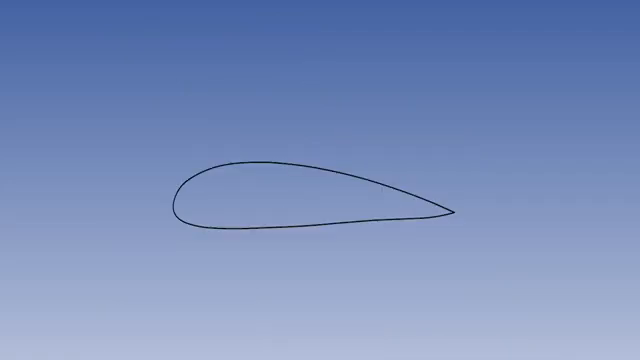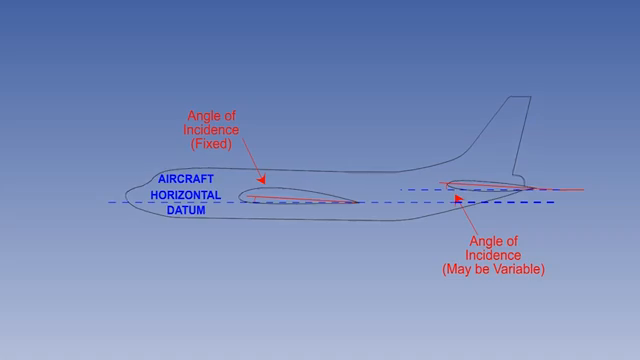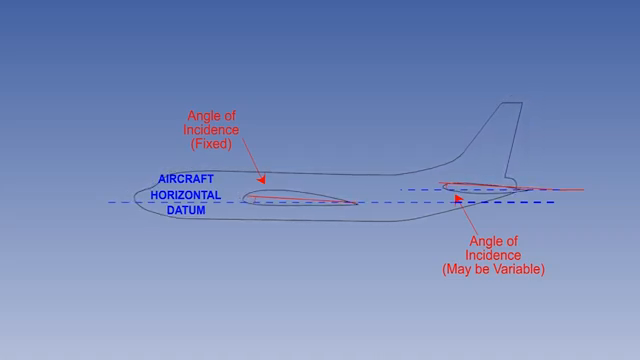Having introduced the basic characteristics of the airflow around an aerofoil, we shall now look at the terminology and definitions associated with aerofoils. The chord line is a straight line joining the centres of curvature of the leading and trailing edges of an aerofoil. The chord is the distance between the leading and trailing edges, measured along the chord line. The angle of incidence is the angle between the wing root chord line and the longitudinal axis of the aircraft. This is fixed for the wing, but may be variable for the tailplane.